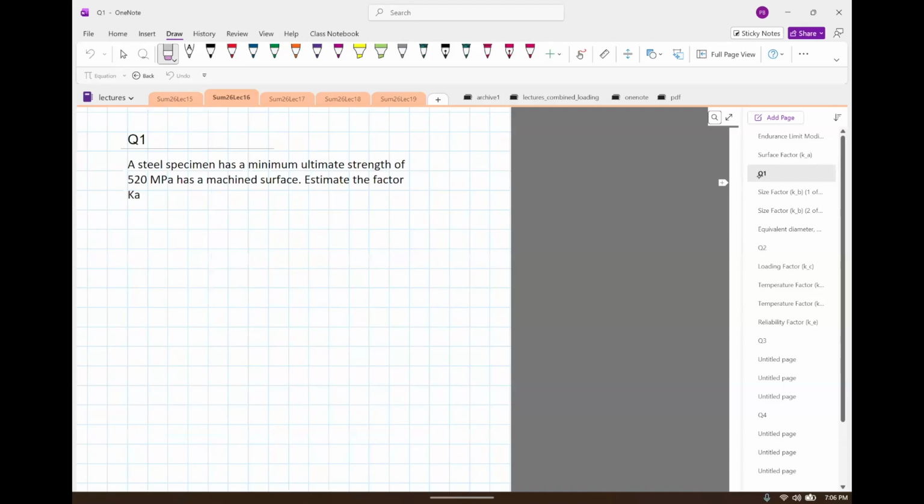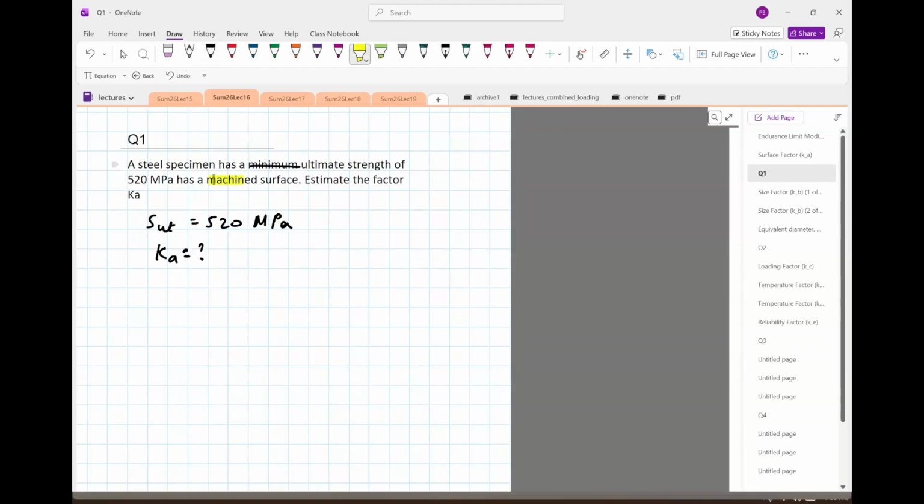Okay, so let's see how we can use this. The first problem: a steel specimen has a minimum ultimate strength of, the word minimum, don't get confused with it, just the ultimate strength of 520 megapascal. Estimate the factor Ka. So the question is, how do we find it? We need to know how it is finished. The finish is machined finish.